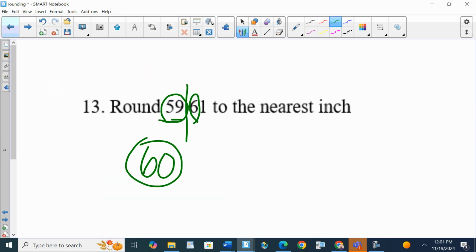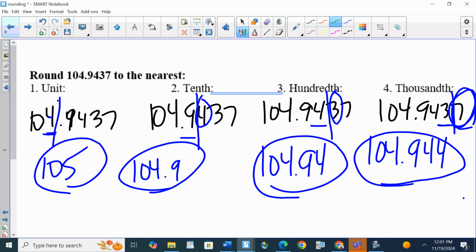Otherwise, just underline the value that you are rounding to. Unit is 0 decimal places, tenth is 1, hundredth is 2, thousandth is 3. Draw a line after it. If the next digit's 5 or higher, that underlined value goes up. If not, it stays how it is.